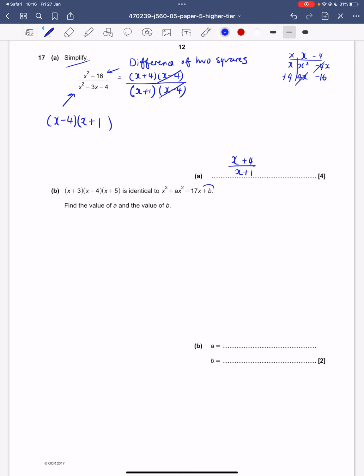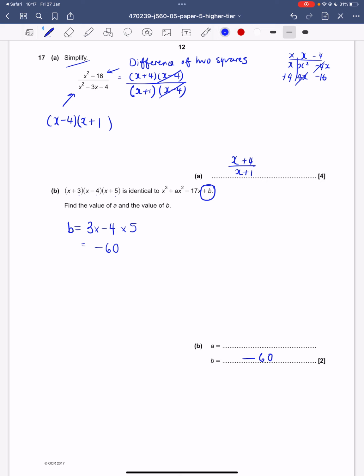Right, so the b, I was going to start using a sledgehammer to crack a nut, but I think we can do it a bit more efficiently than that. We can say, right, the b is these three constants multiplied together. So b is going to be 3 times minus 4 times plus 5. 3 times minus 4 is minus 12, times 5 is minus 60. So b has to be minus 60.